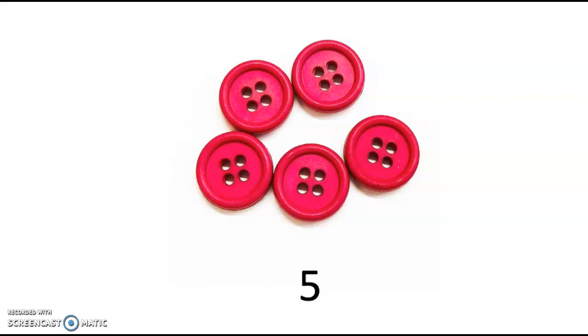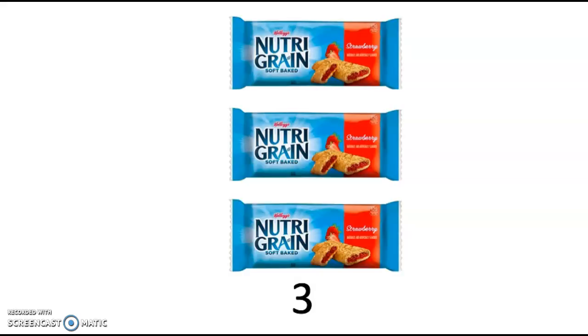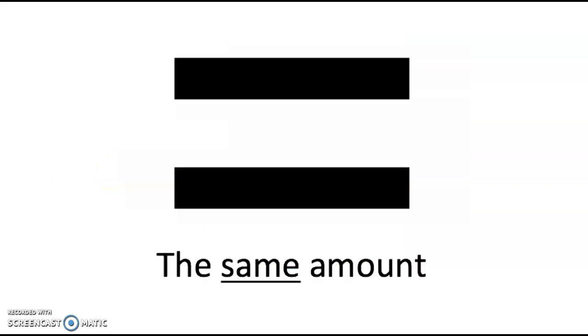Here, I see this is telling me that I have 5 buttons. So the amount of buttons I have is 5. Let's look at this picture. To find the amount of granola bars, I need to figure out the number of granola bars that we have. I see 1, 2, 3 granola bars. That means that we have an amount of 3.